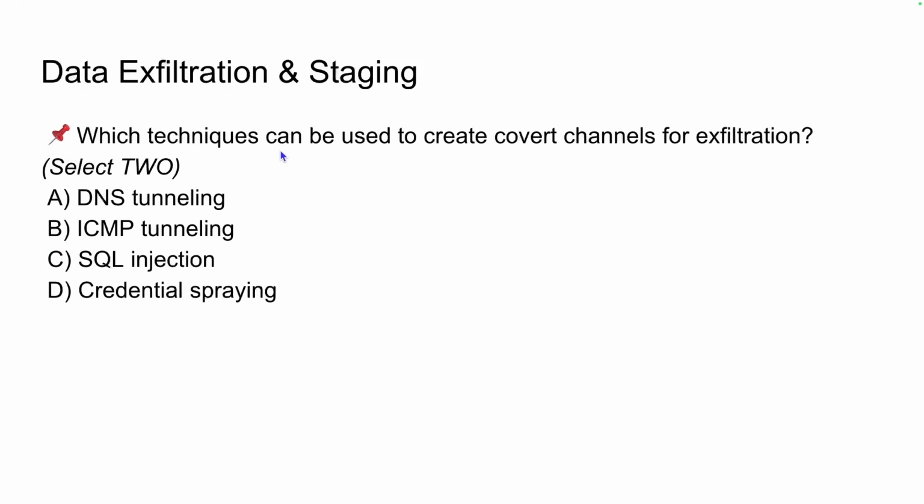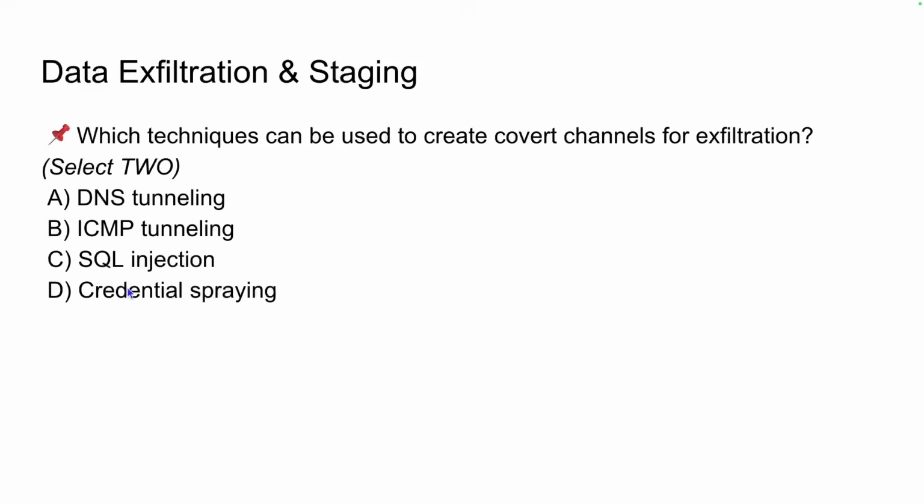Nice. Which techniques can be used to create covert channels for exfiltration? We need to choose two here. So DNS tunneling, ICMP tunneling, SQL injection, credential spraying. Credential spraying is a brute force attack, has nothing to do with this. SQL injection is a relational database attack that would be with malicious SQL queries. So it's neither of these.